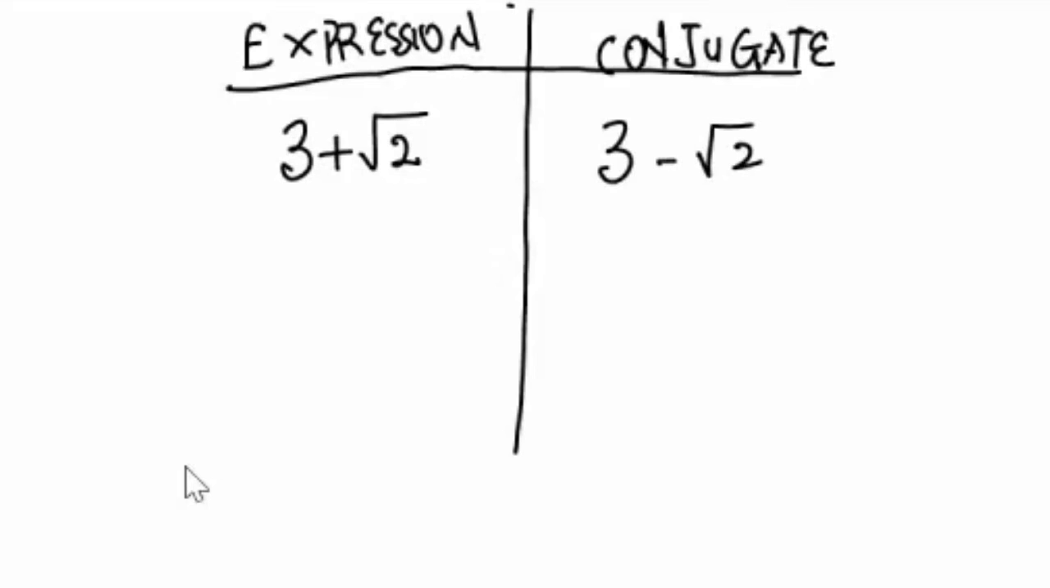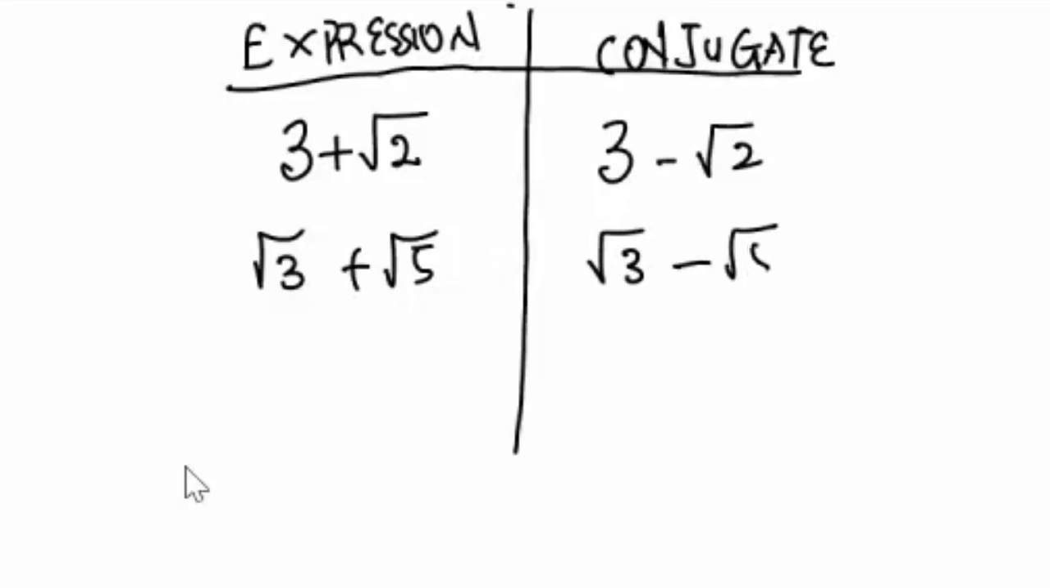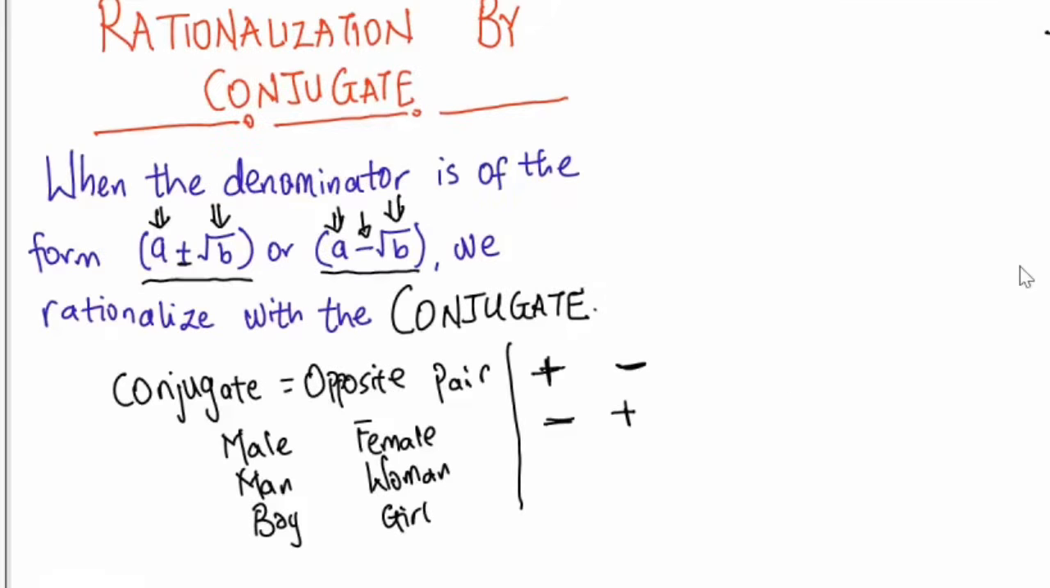Now, if the denominator or the expression is root 3 plus root 5, then our conjugate will be root 3 minus root 5. Let's say I have 2 minus root 3; my conjugate will be 2 plus root 3. So you clearly see that what we are doing here is simply changing the sign from addition to subtraction, or from subtraction to addition. So that's what conjugate means. Conjugate just simply means the opposite pair.